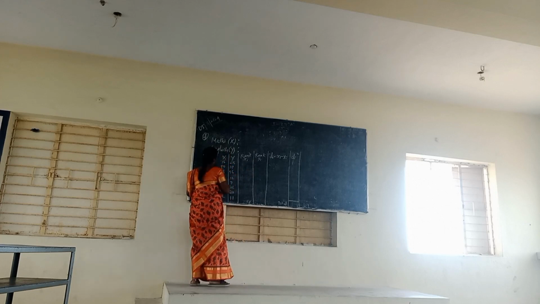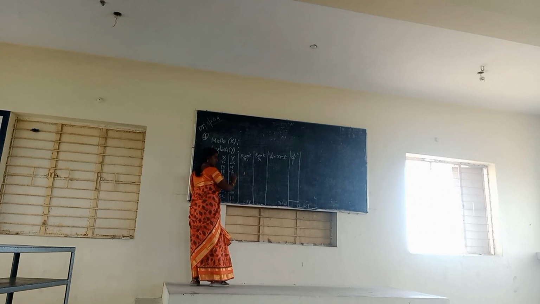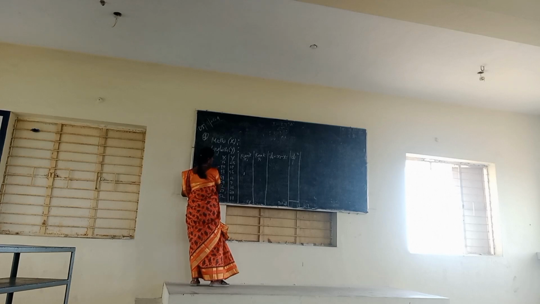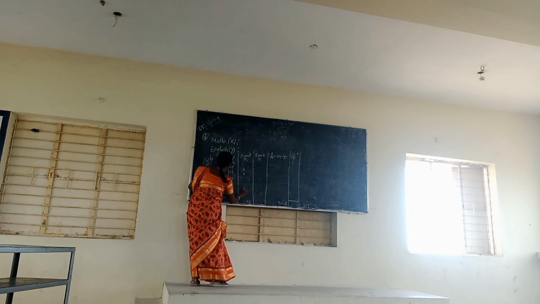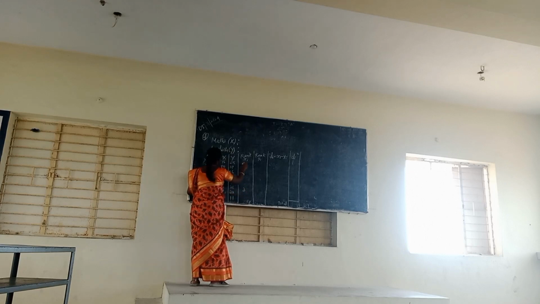Okay. First, tell me, this is one, the first one. 98. So mark it as 1. First one. Then 90. Then 82. Then 76.